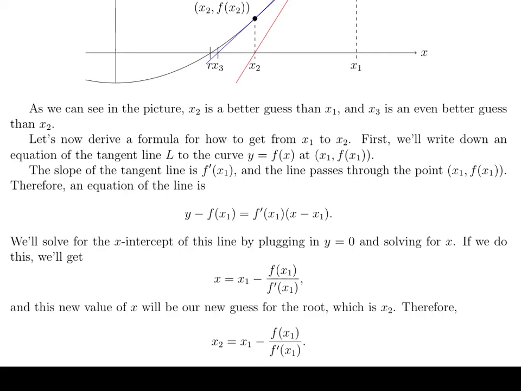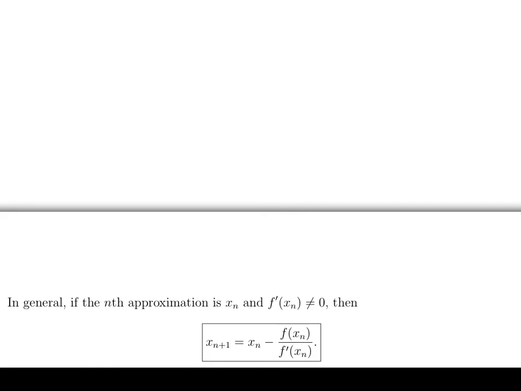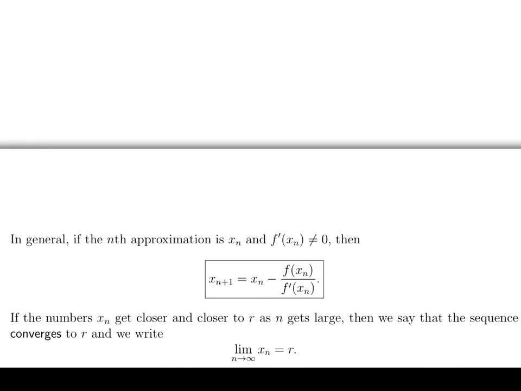Now we could do this again, just as we had in the picture, and we get a similar formula for x3. So now we have that x3 is equal to x2 minus f of x2 over f prime of x2. In general, if we have the nth approximation, x sub n, and as long as f prime of xn is not equal to 0, then the next approximate value is x sub n plus 1 equals xn minus f of xn all over f prime of xn. If the numbers x sub n get closer and closer to r as n gets large, then we say that the sequence of numbers that we generate converges to r, and we write the limit as n goes to infinity of x sub n is equal to r.